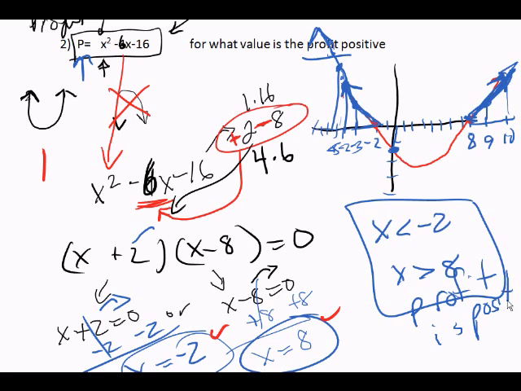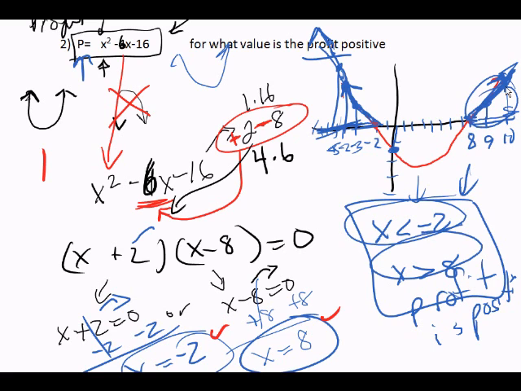This is when my profit is positive. So you actually have to write this down. I think this is going to be one where you're going to have to write the interval answer like this. When is the profit positive? You have to factor it. You have to draw your graph and then say, oh, this graph goes up here. So anytime x is less than negative 2 or x is greater than 8, that's when my profit is above that 0 line.